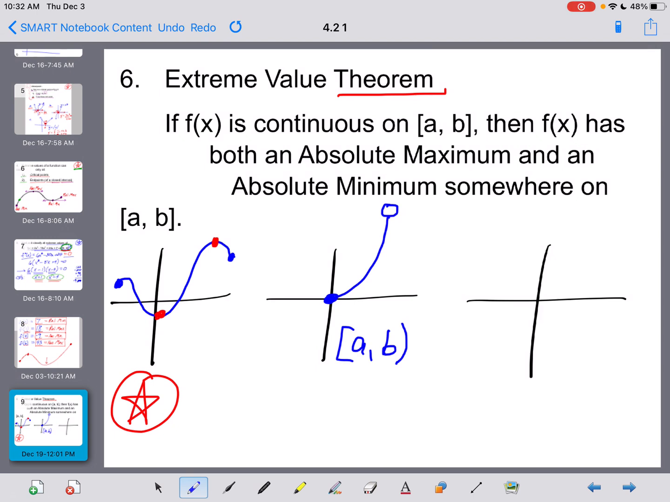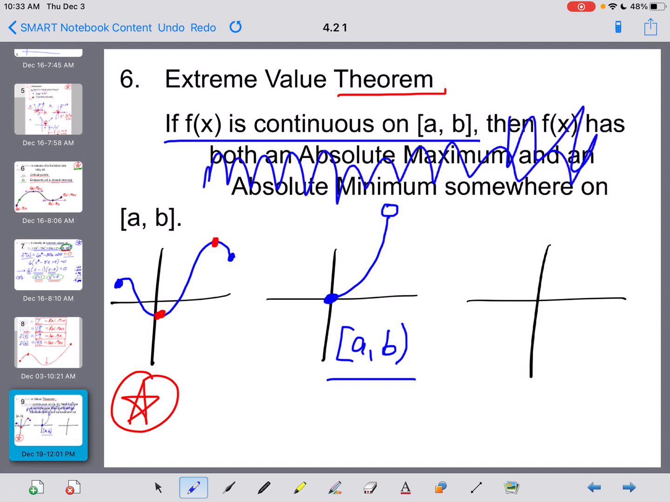And so what I need everybody to understand is that this function here does not satisfy the hypothesis of the extreme value theorem. This function is not continuous on a closed interval from a to b, and therefore it's not a guarantee that what comes after it doesn't work, but it means that everything that comes after that is invalid. There's no point in reading the conclusion of a theorem and trying to apply it to a graph here if this graph does not satisfy the hypothesis of the conclusion.